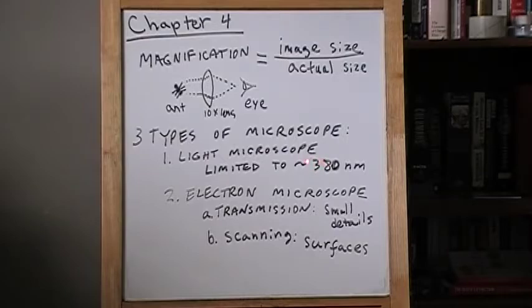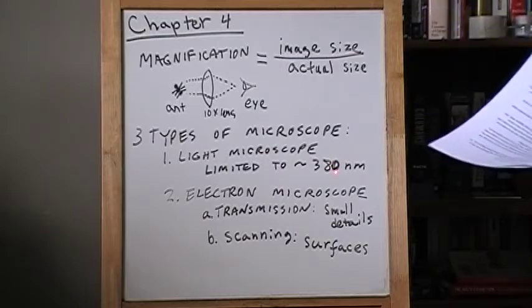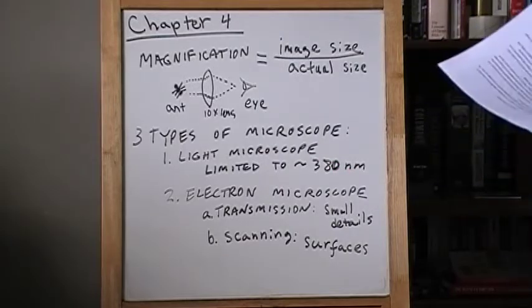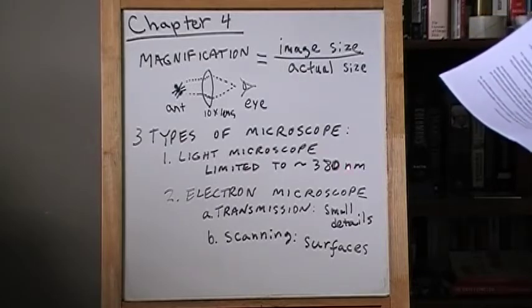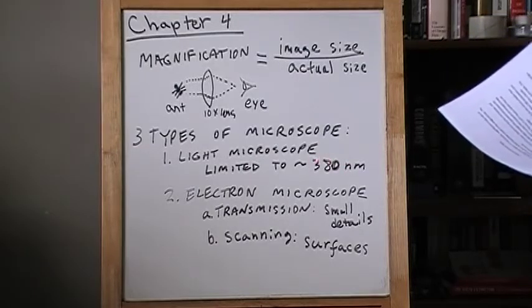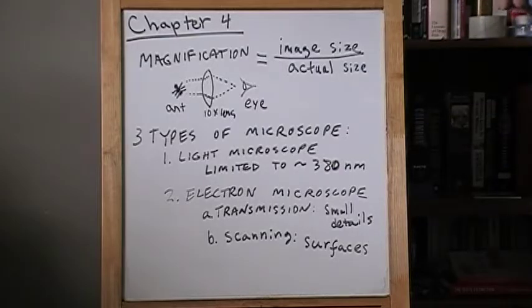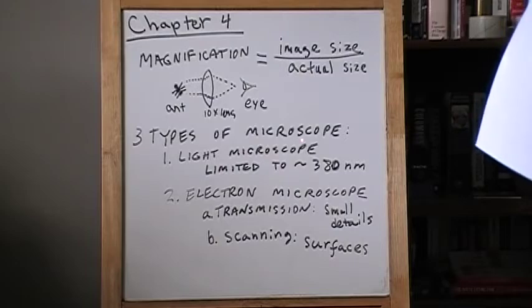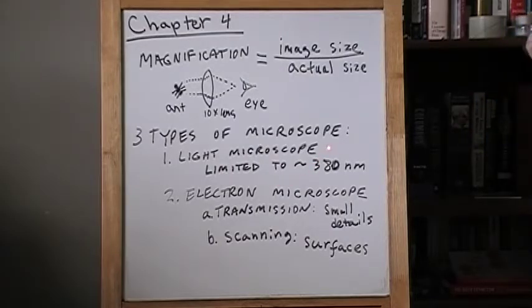And also there are objects that are smaller than 380 nanometers. For example, viruses are smaller than that. They're about 100 nanometers. So you can't see a virus with a light microscope because the wavelength of light is too long.